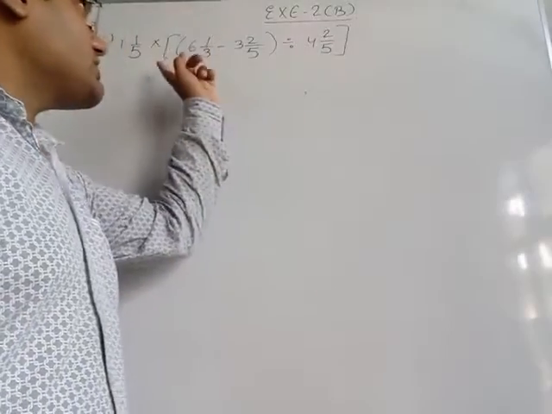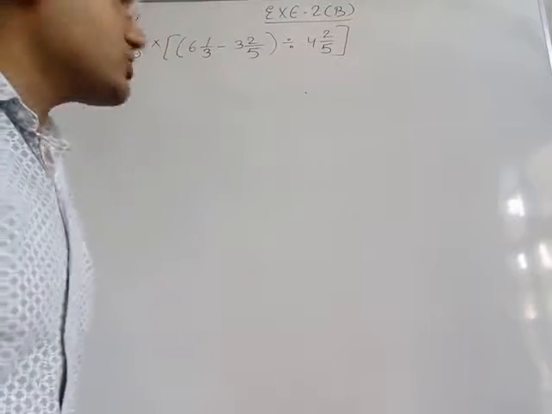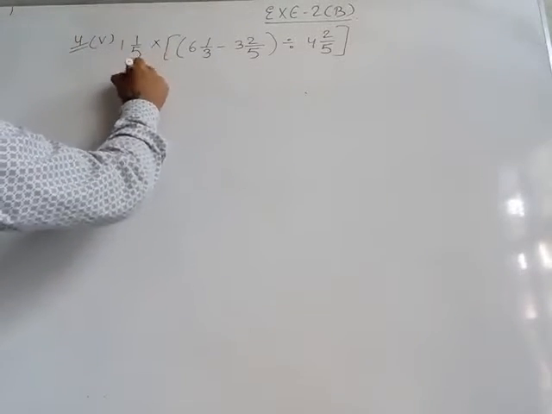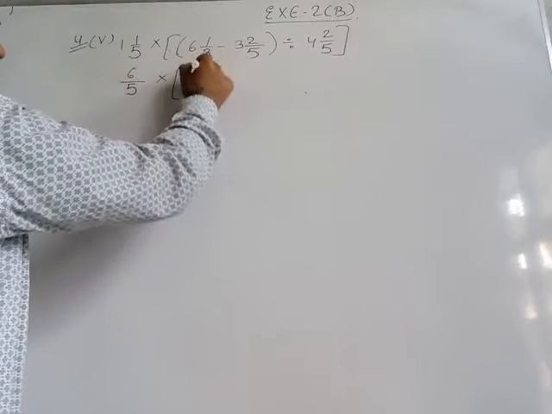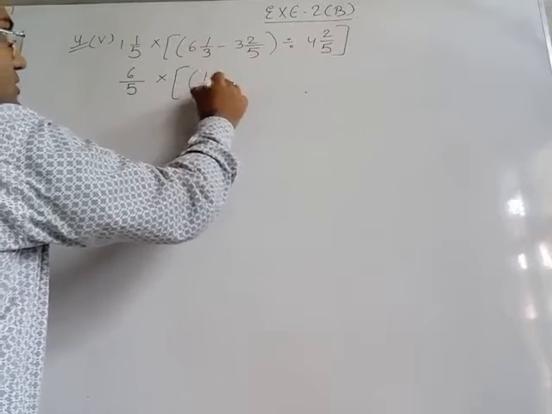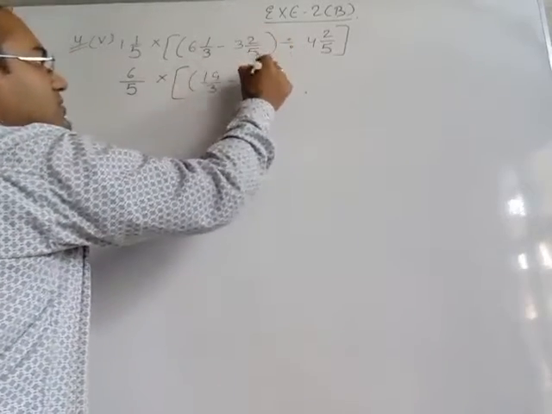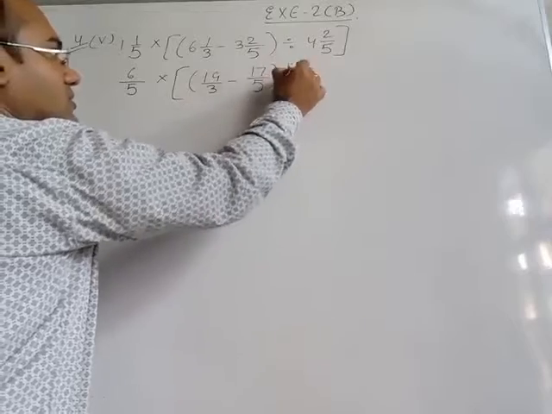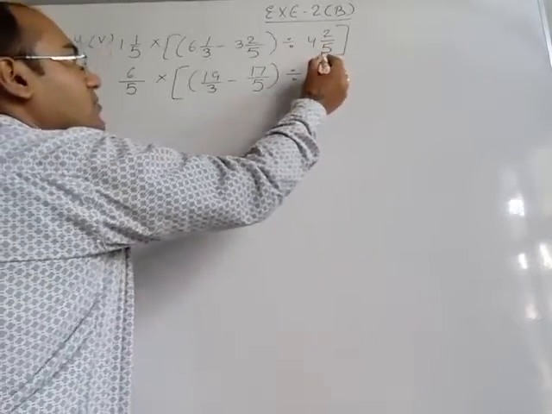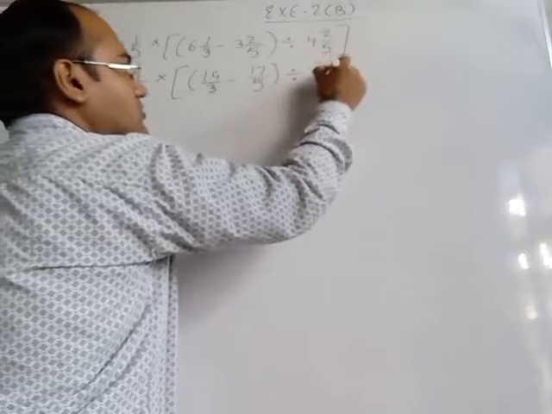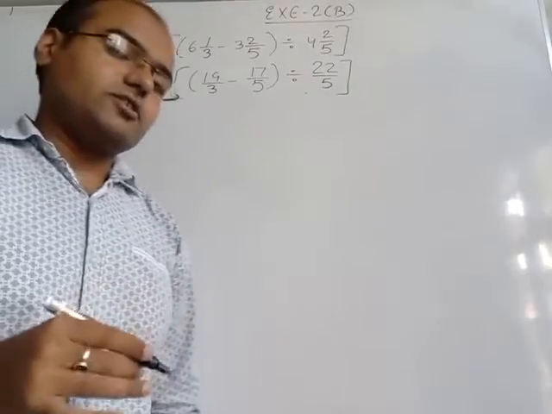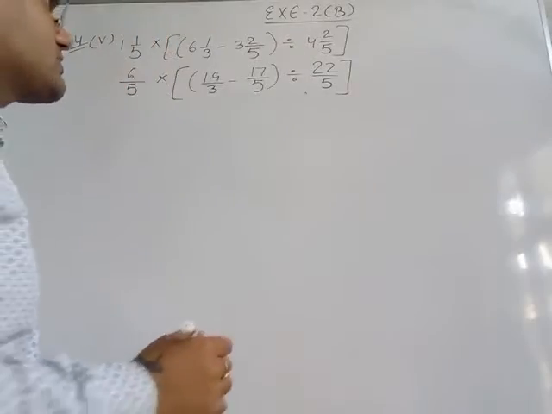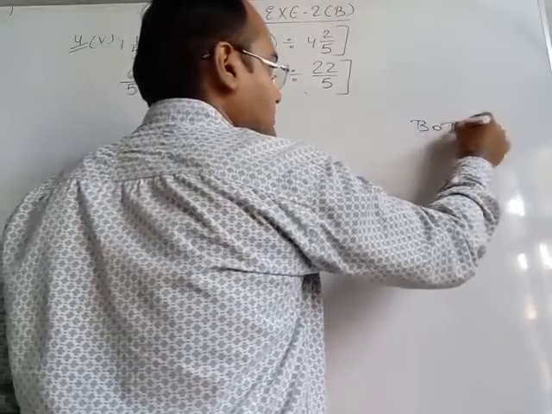So first of all, what is the first step? First of all, we will change all the mixed fractions into improper fractions. So 5 and 5 plus 1, 6 upon 5 multiply 6 3 18 plus 1, 19 upon 3 minus 5 3 15, 15 plus 2, 17 upon 5 divided by 5 4 20, 20 plus 2, 22 upon 5, bracket close. After changing all the mixed fractions, we have to use BODMAS. BODMAS we will write here in the rough.